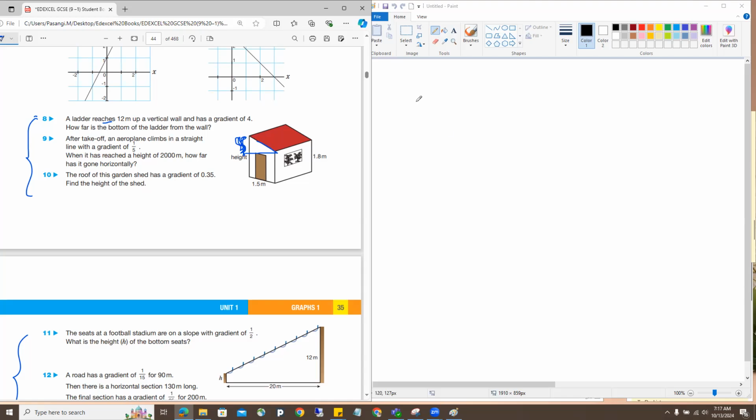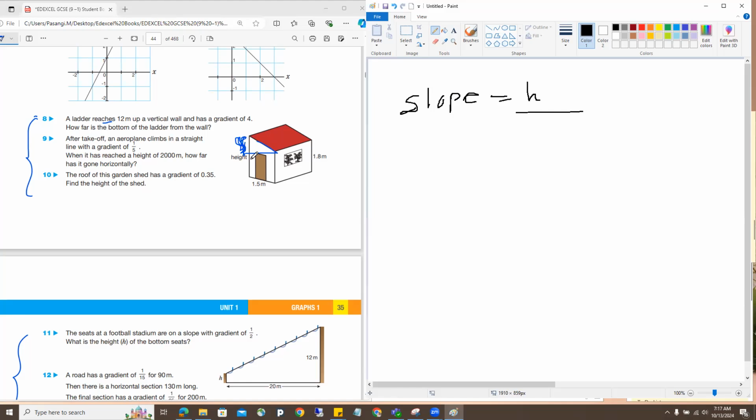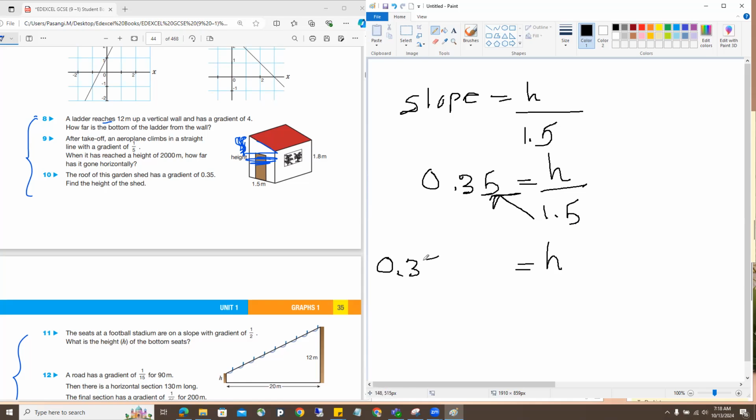To find that, the slope is equal to this height divided by this length, which is 1.5. So the slope is 0.35. Then 0.35 is equal to h divided by 1.5. Then the height is equal to, if you do the cross multiplication, 0.35 into 1.5. Is it clear? This is the height. But this is not the exact answer.